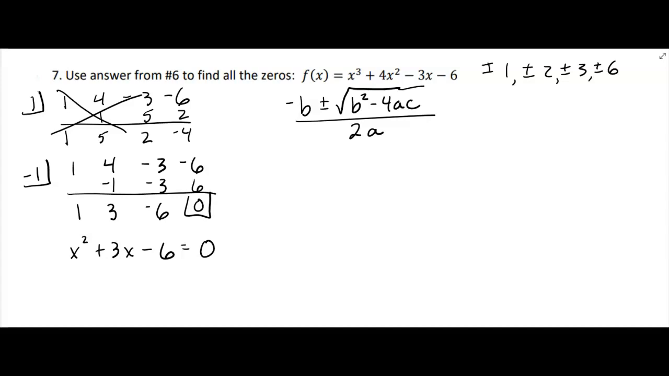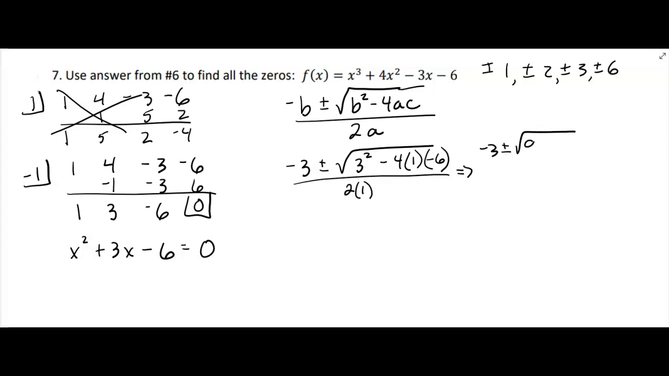Okay, so b is 3, so the opposite of b, plus or minus the square root of b squared minus 4 times a, which is 1, and c, which is -6. That -6 is really important. You get the signs right on those. Okay, over 2 times 1. So then I do a little bit of math. -3 plus or minus the square root of 9 plus 24, because you've got a -4 times 1 times -6, which is going to be positive 24.